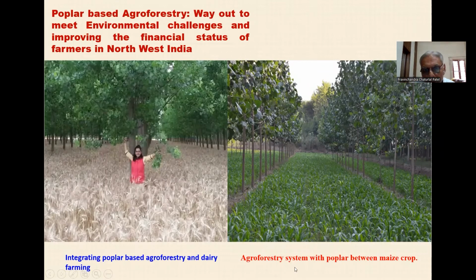Then you can see here agroforestry system with poplar between maize crop. So you can grow the maize crop in between the two lines of the poplar, and thereby you are generating more income and improvement of the livelihood of the farmer, and particularly small and marginal farmers, because in India, more than 70% of farmers are small and marginal farmers.